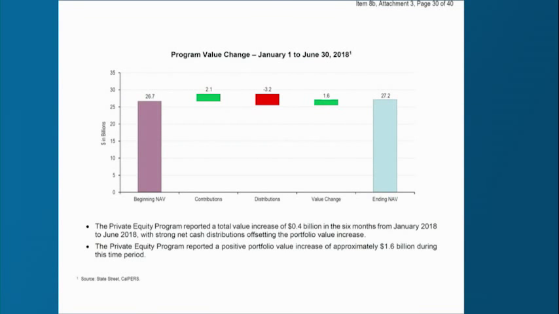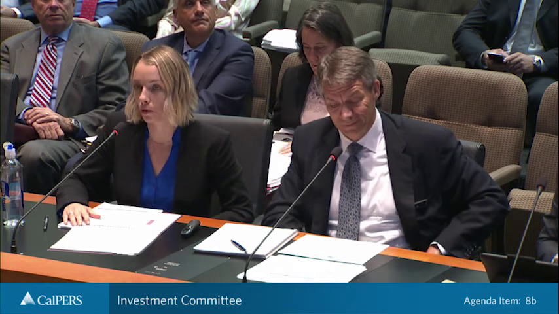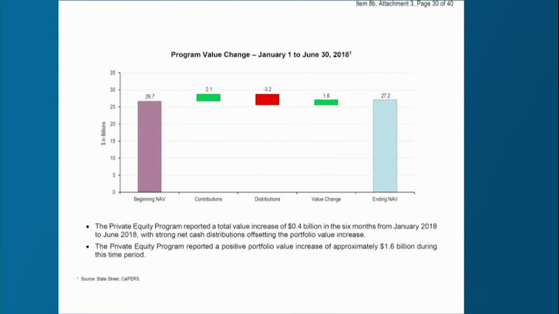So this slide here decomposes the change in the program value from January 1 through June 30, 2018. And at the far left, you see the beginning net asset value of $26.7 billion. And as Steve had already mentioned, contributions and then distributions are outpacing those contributions. However, there was that strong positive change in value, which did contribute to a total value increase of $400 million for the first half of 2018.